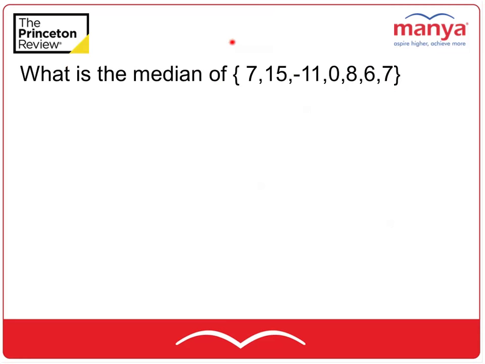We have to arrange them in order. So after arranging them in order, you have to just get the middle value. So there are 1, 2, 3, 4, 5, 6, 7 items. So odd number of terms. So you are getting one middle value, which is your 7.